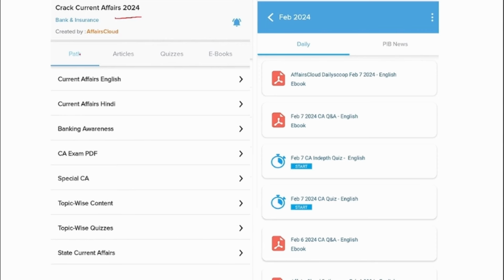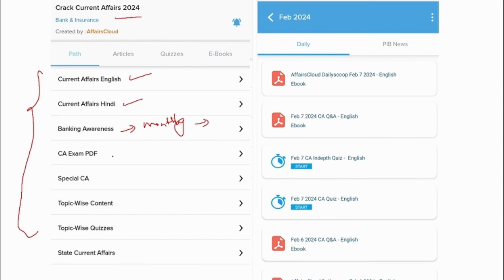Under Crack Current Affairs, you will be able to see multiple options. First one is Current Affairs English. We upload the day-to-day basis news in the English format. And apart from English PDF, we also provide them in Hindi format. And this banking awareness, we upload a PDF every month. So this PDF will contain the banking and the finance news of that respective month.